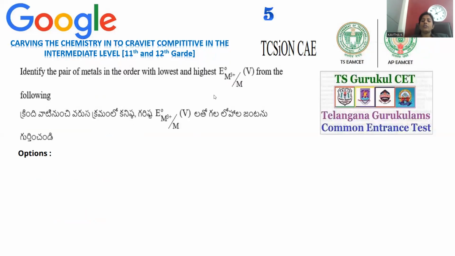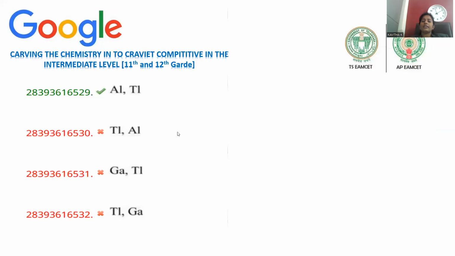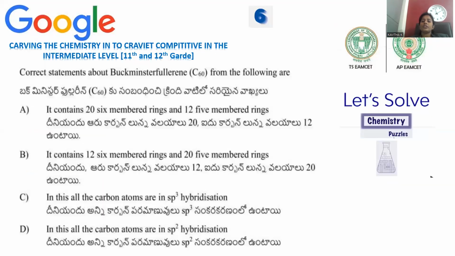The least E0 value is given for aluminium. The highest E0 value is given for thallium. For question number 5, option number 1 is the correct answer. Move on to question number 6. This is the last question of the session.